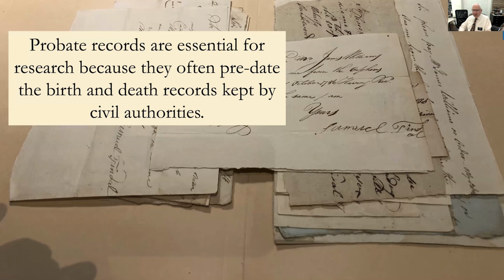One of the most important things about probate records is that they're essential because they often predate birth and death records kept by civil authorities. If we look at the United States, the individual states only began keeping track of birth, death, and marriage records relatively recently. The vital records, particularly birth and death records, were not uniformly enforced and kept in the United States until well into the 1900s.